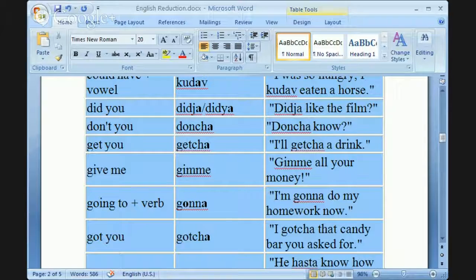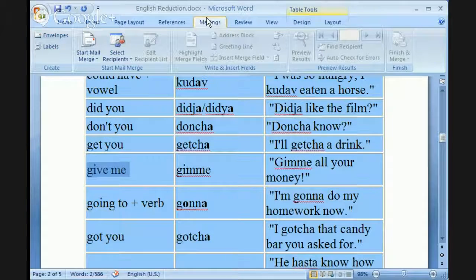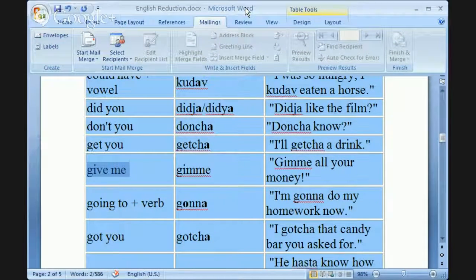All right. Can you use "give me" in a reduced form in another sentence of your own making? Give me some of your love. Oh, nice. That was good. Awesome, Daniel. That was way too cool. You're too smooth.